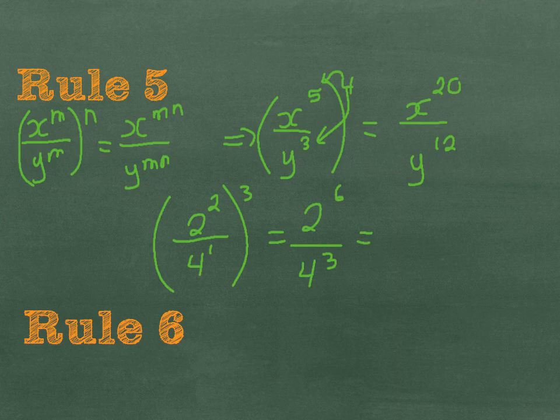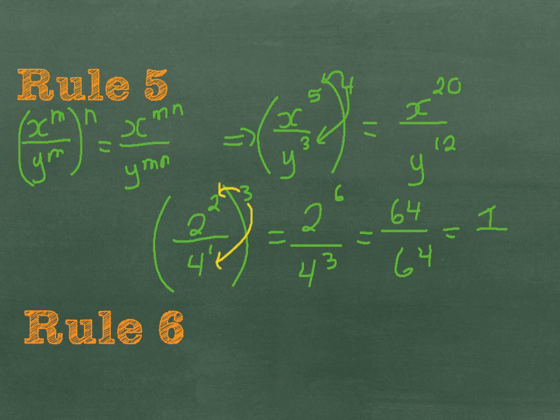If I do 2 to the power of 6, I get 64. And if I do 4 to the power of 3, I also get 64. And it just so happens that the answer to this is 1. But what you really need to take out of this is that I'm multiplying the exponent by the 1 on the outside.